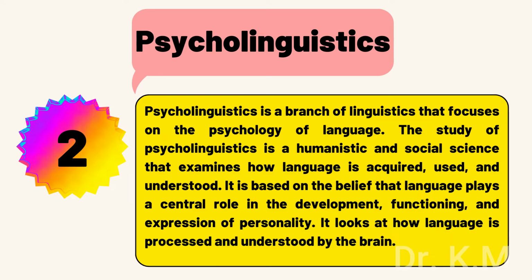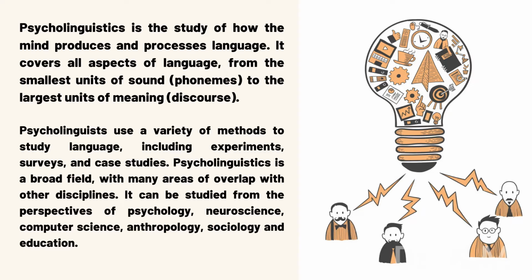Psycholinguistics. Psycholinguistics is a branch of linguistics that focuses on the psychology of language. The study of psycholinguistics is a humanistic and social science that examines how language is acquired, used, and understood. It is based on the belief that language plays a central role in the development, functioning, and expression of personality. It looks at how language is processed and understood by the brain. Psycholinguistics is the study of how the mind produces and processes language.